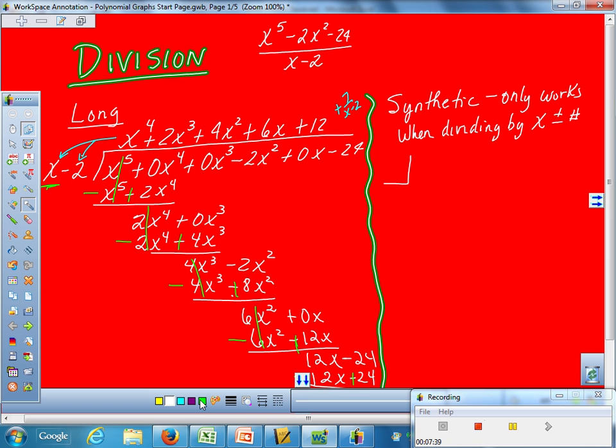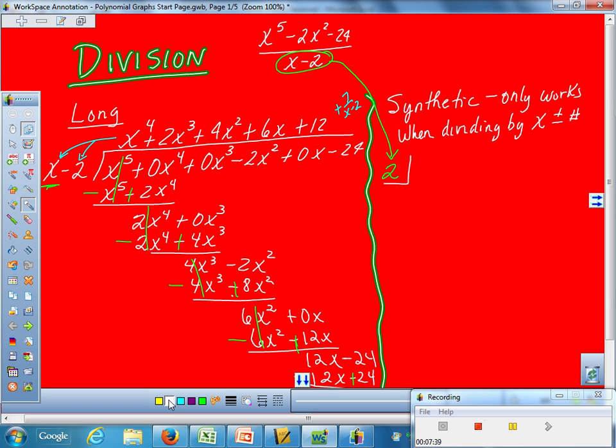The number that goes in the box comes from what you have right here on the bottom. If that is x minus 2, you put the opposite sign. You put a positive 2 in the box. The opposite sign. That's mission critical. So if it was x plus 5, what would you put in the box? Negative 5.